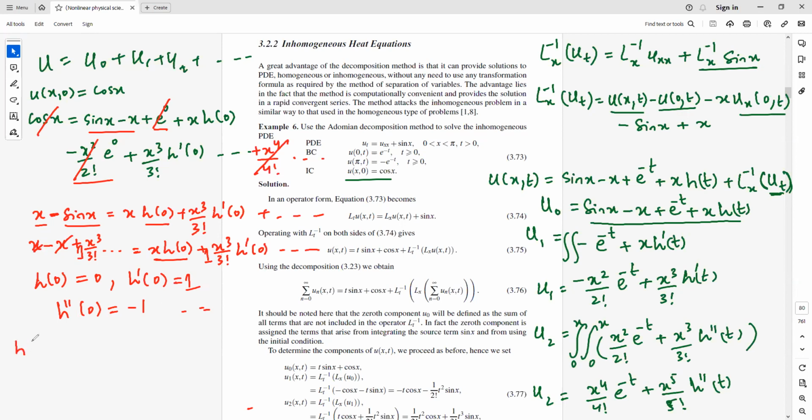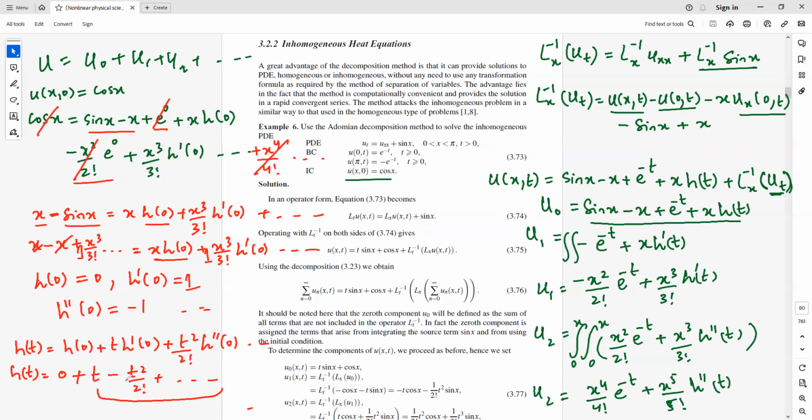Therefore, now we can find h of t in the Taylor series expansion. We know that this equals h of 0 plus t times h prime of 0 plus t squared over 2 factorial times h double prime of 0, and so on. Therefore, h of t equals h of 0, which is 0, plus t times h prime of 0, that is 1, so positive t. Then this is negative, and so on.